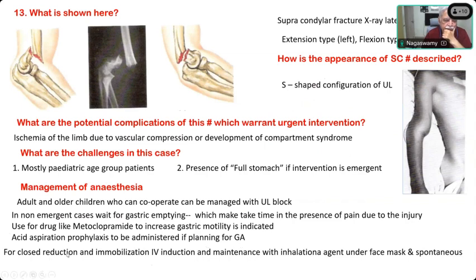What are the drugs to be used for acid aspiration prophylaxis? H2 blockers or proton pump inhibitors. Proton pump inhibitors and metoclopramide also. Okay. So closed reduction and immobilization can be done by IV induction and maintenance with inhalation agent under mask and spontaneous ventilation. But if it is any fixation with pins, you have to go for RSI and secure the airway.